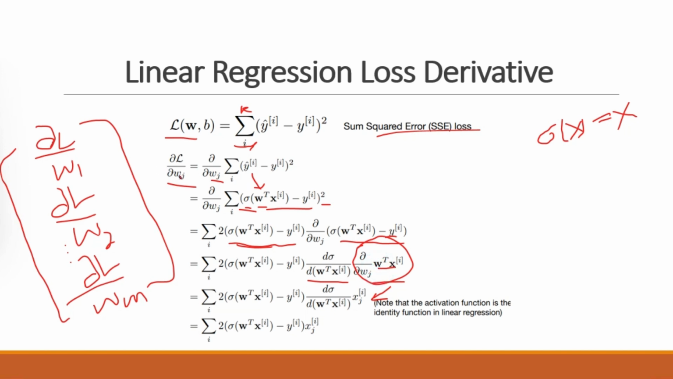So this term with respect to Wj, because W is a vector, would be Xj, because all the other values in that vector would be constant.